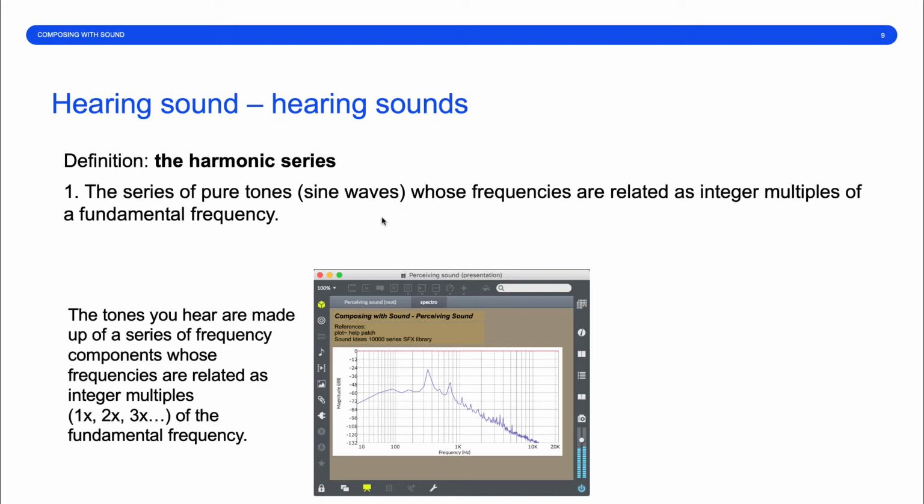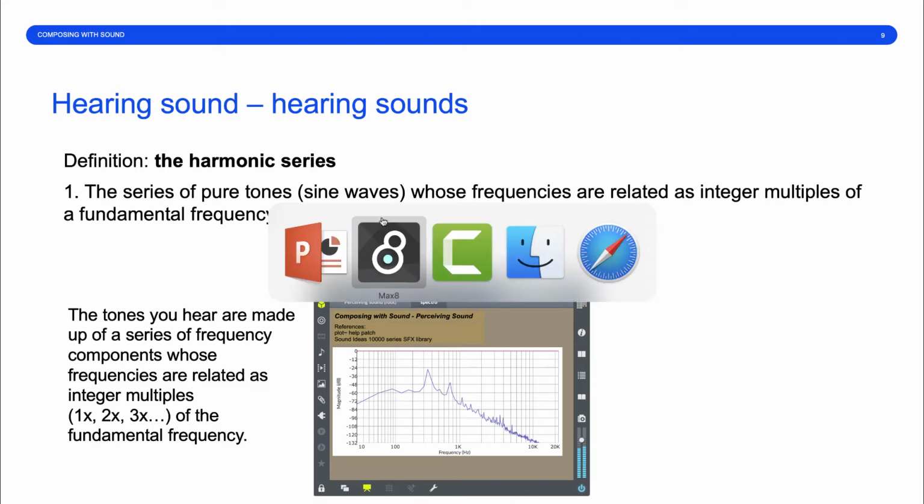These complex waveforms, the pitched waveforms, the square wave, the triangle wave, and the sawtooth wave, we hear the fact that they're pitched because they're made up of a series of sine wave components whose frequencies make up what's called the harmonic series. So the harmonic series is the series of pure tones, or sine waves, whose frequencies are related as integer multiples of a fundamental frequency. Okay, so there's some maths jargon there. So integers are just the whole numbers, 1, 2, 3, 4, 5. So we have sine wave components whose frequencies are 1 times, 2 times, 3 times, 4 times the frequency of the fundamental.